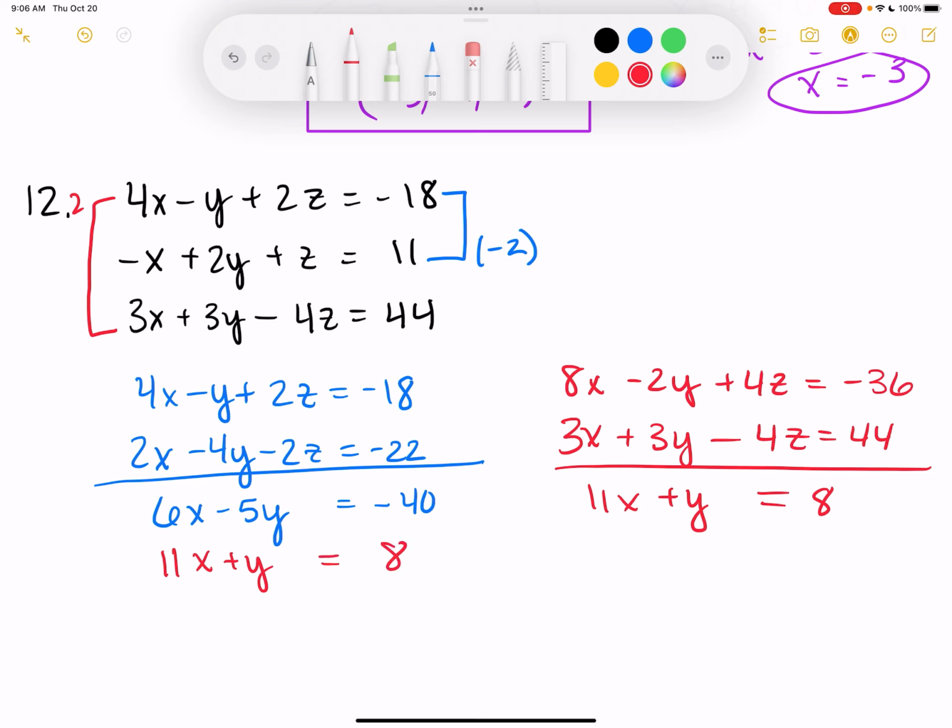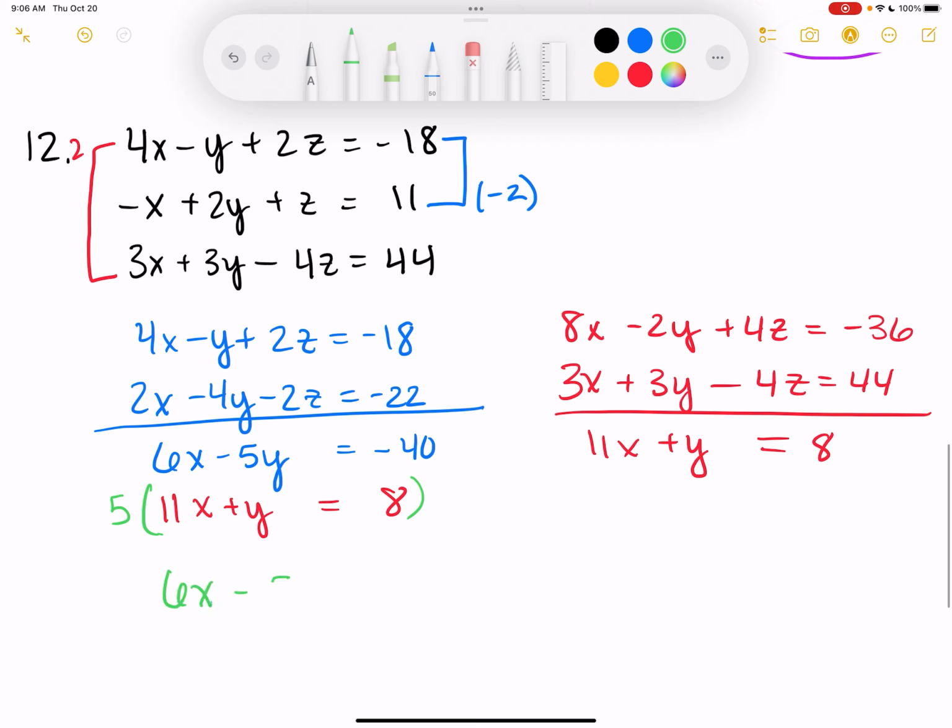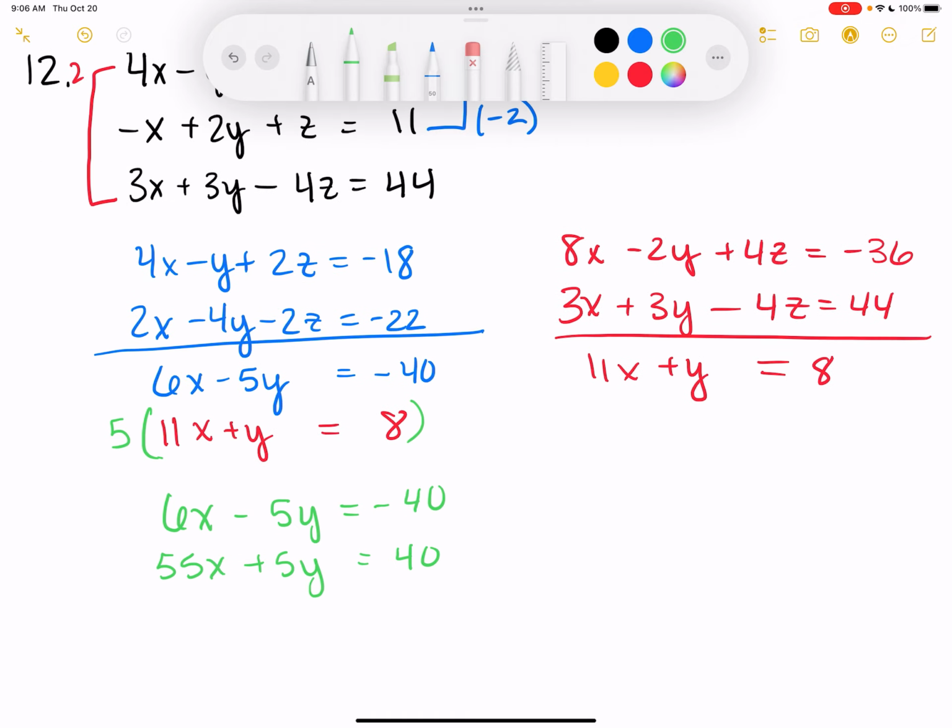Now what do I need to do to cancel something? Multiply the bottom one by negative 5. I mean by positive 5. So the bottom by 5. So we have 6x minus 5y equals negative 40, and then we have 55x plus 5y equals 40. So I have 61x equals 0. So x equals 0.